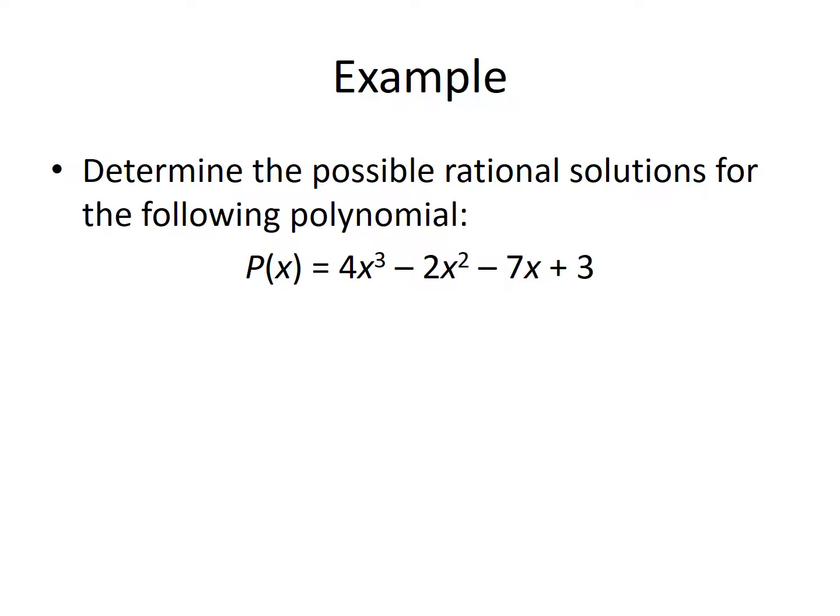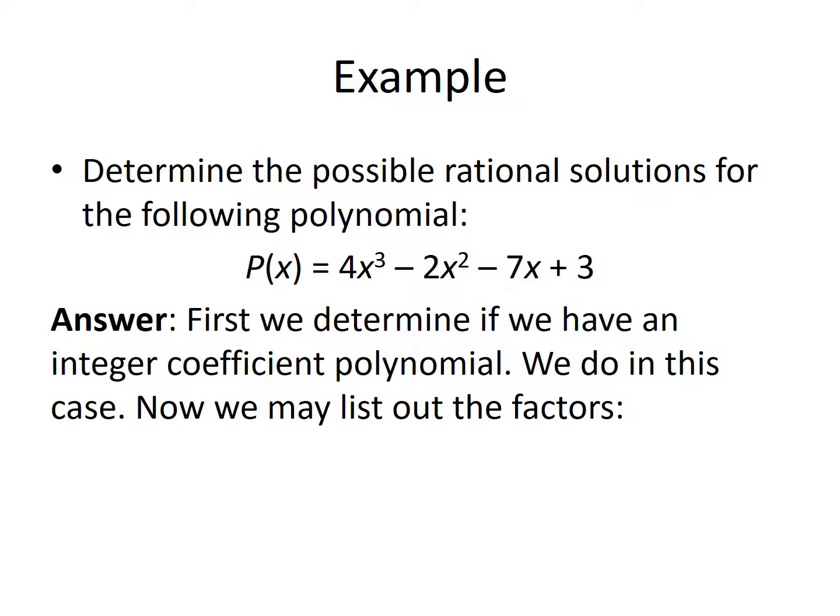So let's begin with an example. Let's determine the possible rational solutions for the following polynomial: 4x to the third minus 2x squared minus 7x plus 3. First, we determine if we have an integer coefficient polynomial. Remember, the theorem only applies to integer coefficient polynomials. And in this case, we do.